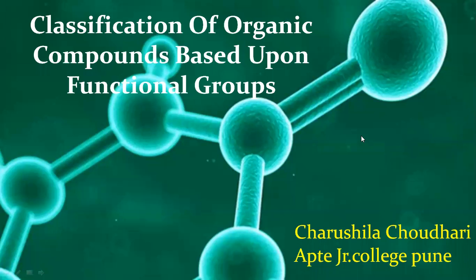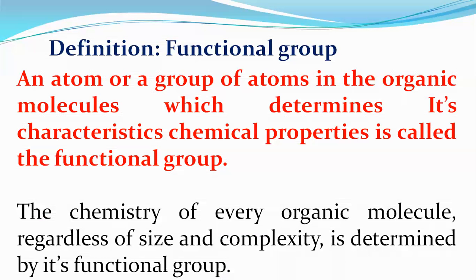Hello students, welcome back to another session in which we are going to study the classification of organic compounds based on functional groups. Every organic compound has its own functional group. An atom or a group of atoms in the organic molecule which determines its characteristic chemical property is called a functional group. The chemistry of every organic molecule, regardless of size and complexity, is determined by its functional group. Therefore, the functional group is a very important property of organic compounds.